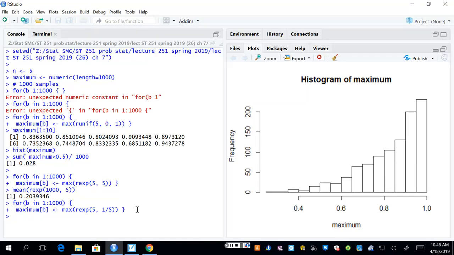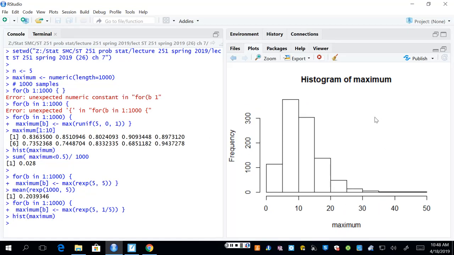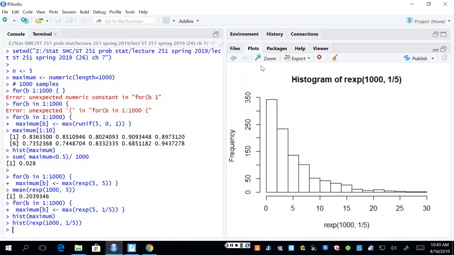So the exponential, remember, is just always downsloping. The density is always downsloping. If you do a histogram of these maximum values, you get something like this. It's not completely downsloping. If I do a histogram of a random sample of, say, 1,000 points from that exponential, the density is sloping down.